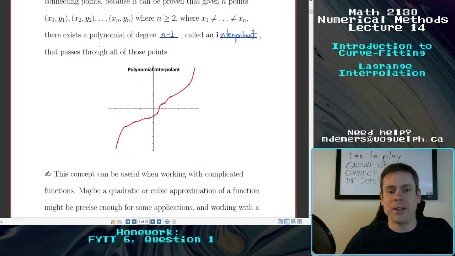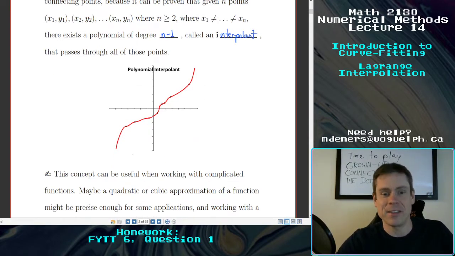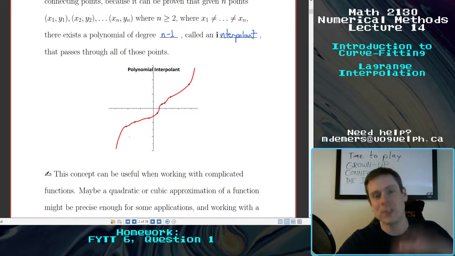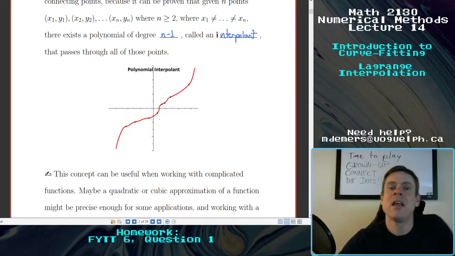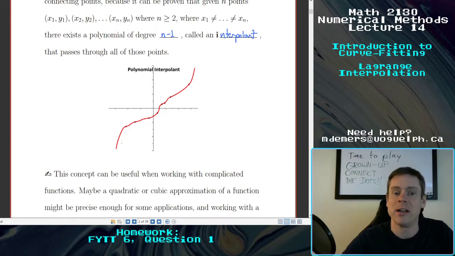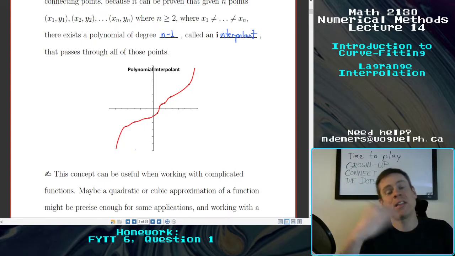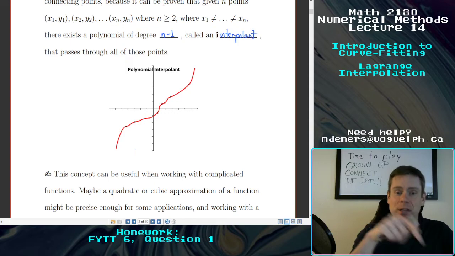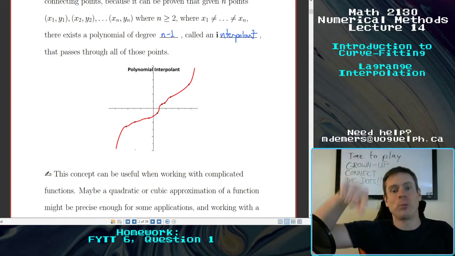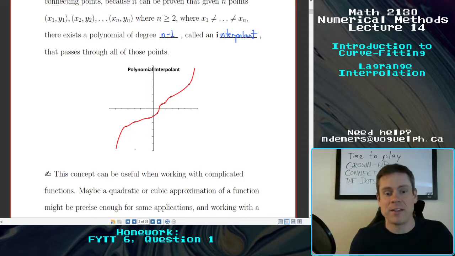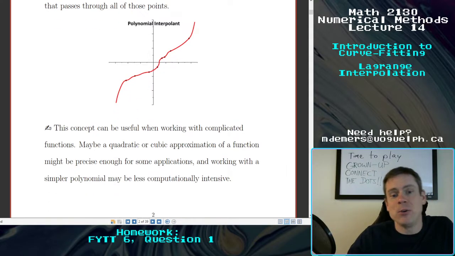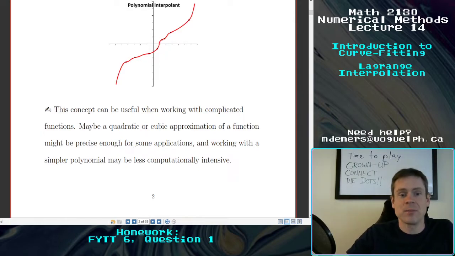Now this graph here is made in Paint. This is actually not a polynomial interpolant. Polynomial interpolants do tend to go up and down quite a bit. We're going to talk about some issues associated with these in a second, but it captures the idea of what's going on. We get a single curve that might be a high degree polynomial that hits every single one of those points along the way, and therefore is a curve that incorporates all of that data. So this concept can be useful when working with complicated functions.